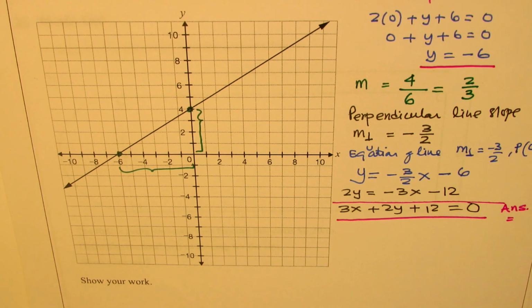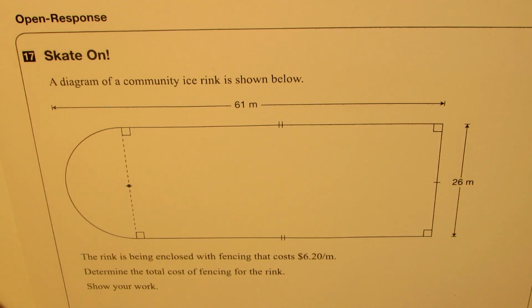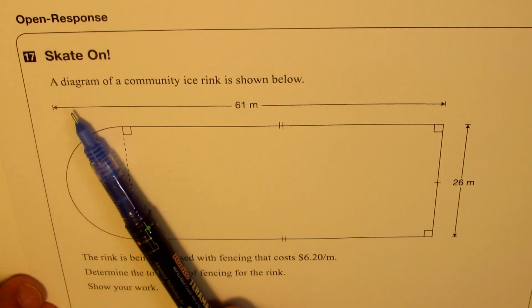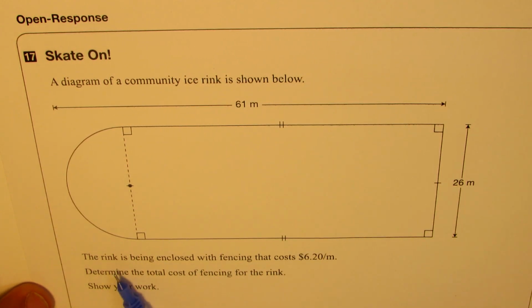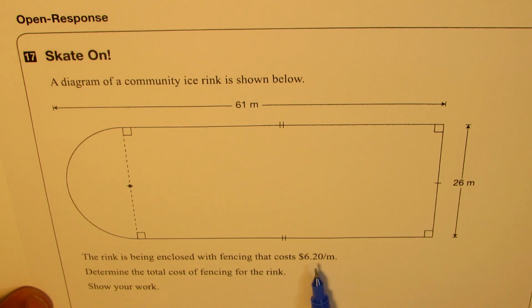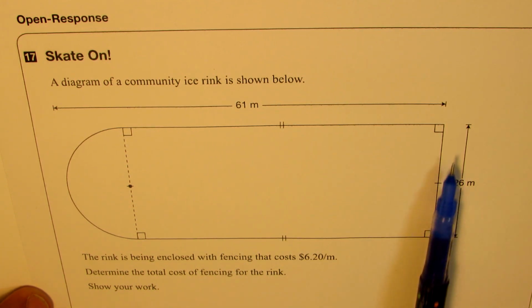Now, let's move on and take question number 17. Question number 17, Skate On. A diagram of a community ice rink is shown below. The rink is being enclosed with fencing that costs $6.20 per meter. Determine the total cost of fencing for the rink. Show your work. So that is your rink, right?